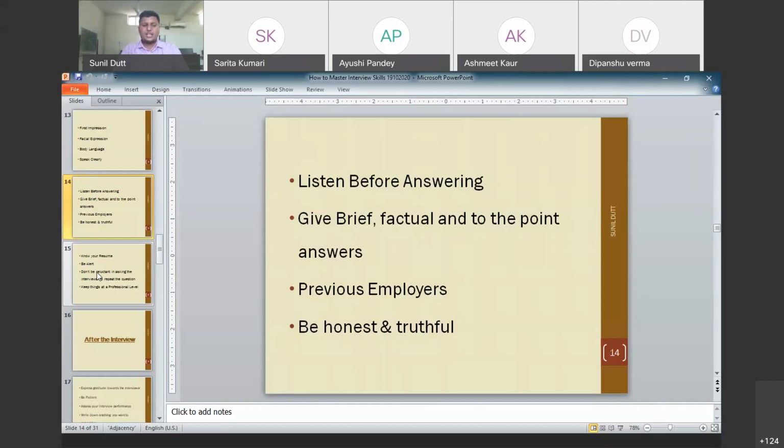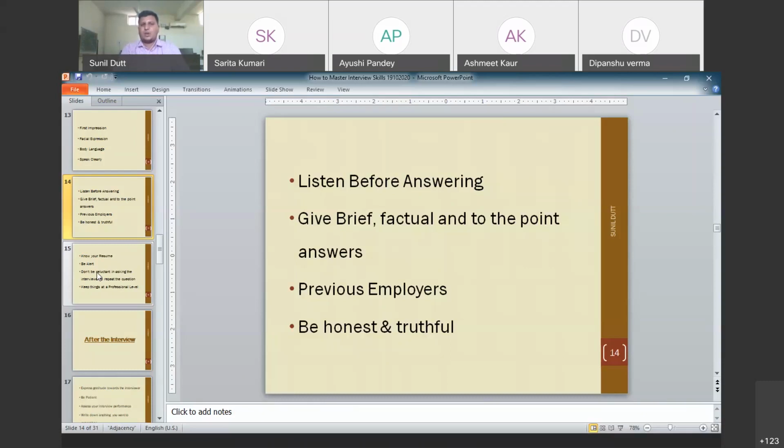Regarding previous employers, don't say anything negative or bad. Even if you might have had a bad experience with the previous employer, they might have fired you, there may be salary issues, there may be any other kind of problem, but be positive. You have to present everything in a positive manner.